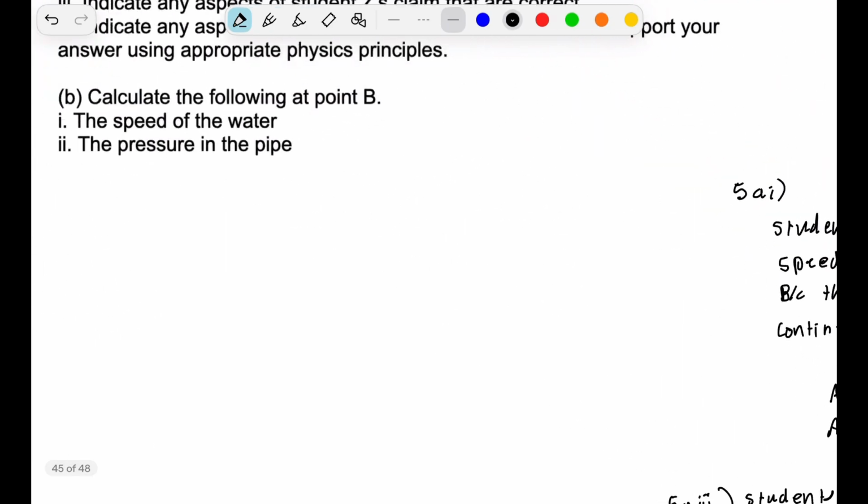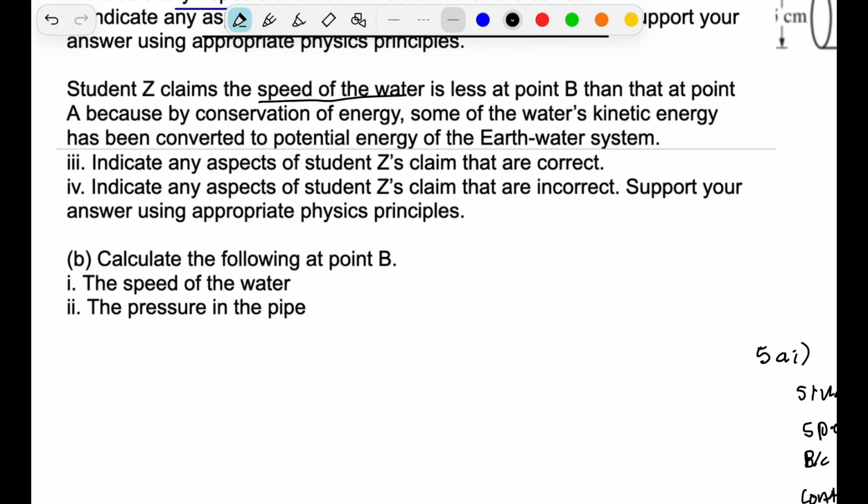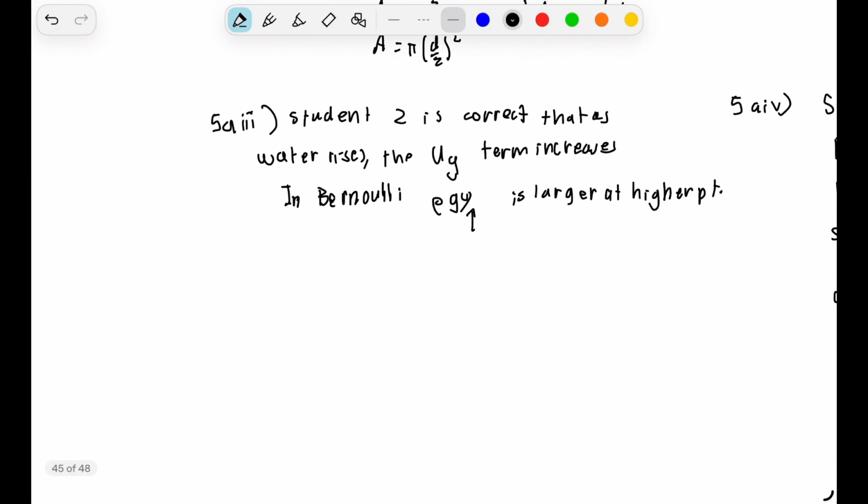Now, let's look at part 3. Student Z claims that the speed of water is less at point B than at point A because by conservation of energy, some of the water's kinetic energy has been converted into potential energy of the Earth-water system. Indicate any aspects of student Z's claim that are correct. So for this part, what the student was claiming was that at B, the speed is going to be less because some kinetic energy is converted into gravitational potential energy. So let's see if that's right.